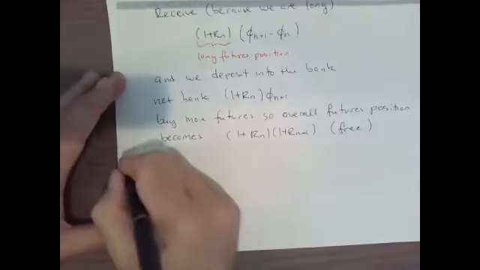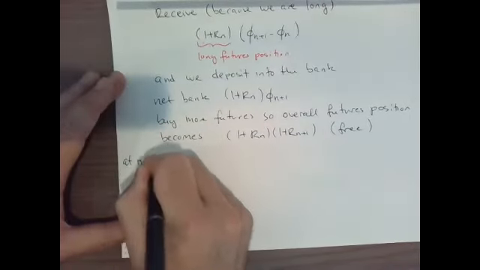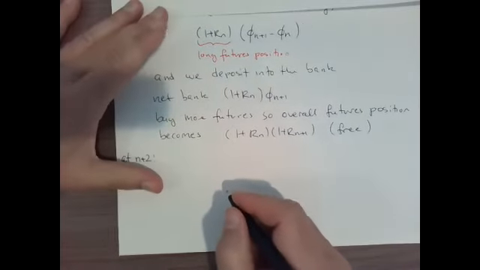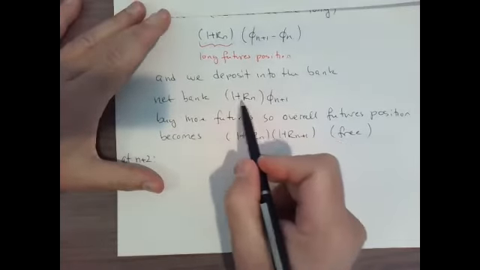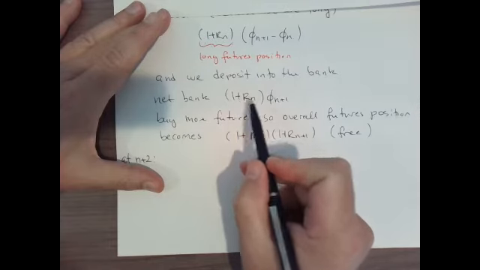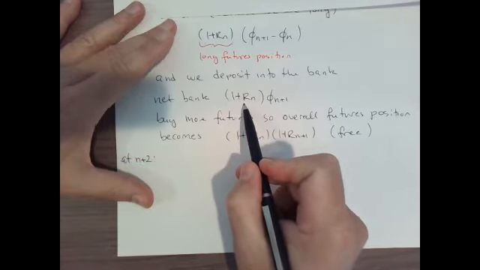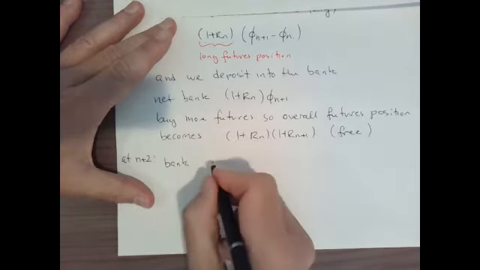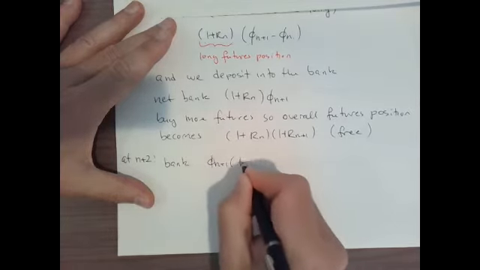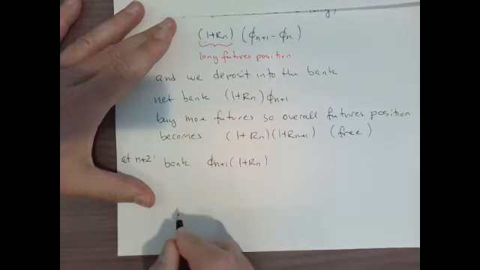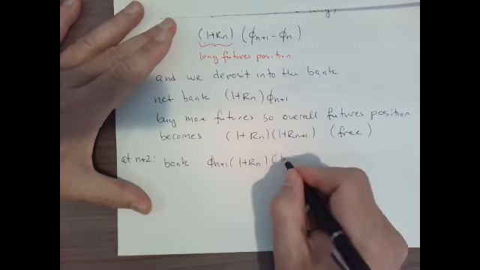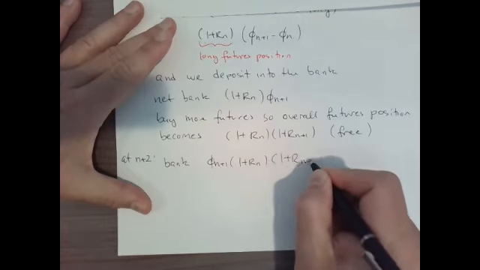So we just keep going like this. At time n plus 2, what happens? Well, this is what we have in the bank, so we're going to get interest on this. It will be phi n plus 1 times 1 plus Rn. And now we're going to have interest going from time n plus 1 to time n plus 2. That interest is 1 plus Rn plus 1.